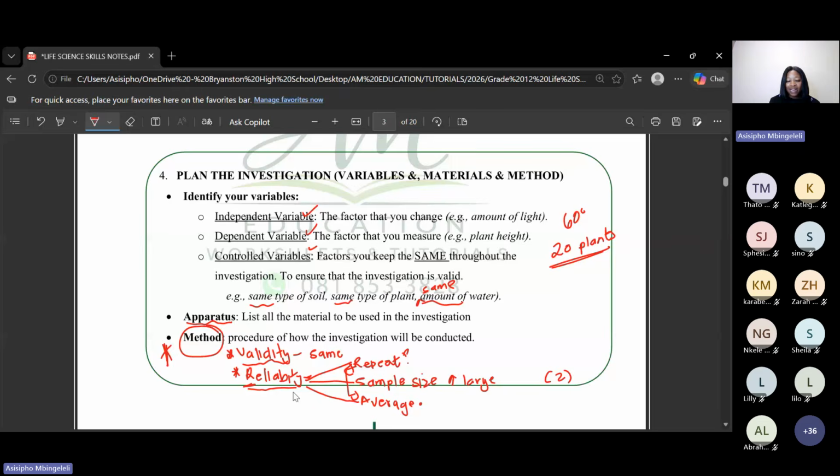Cram, pass, forget if you have to. The reliability is the one that goes with RSA. And then the validity is the one that goes with same, what has been kept the same or equal in the investigation.